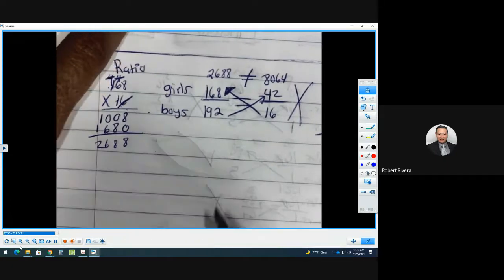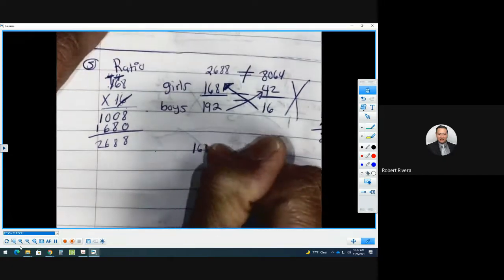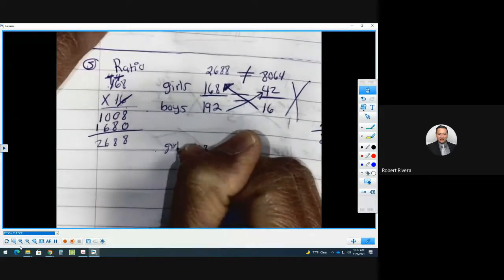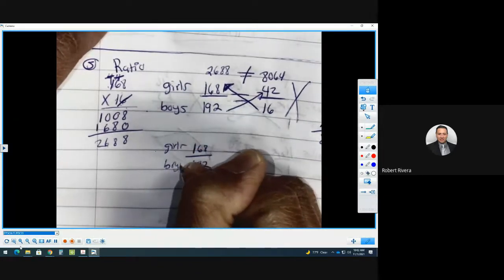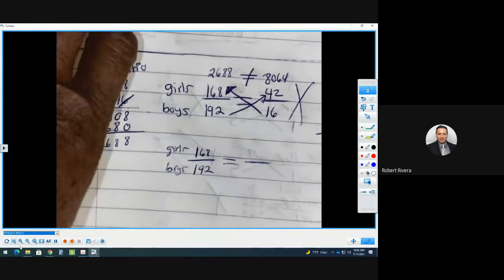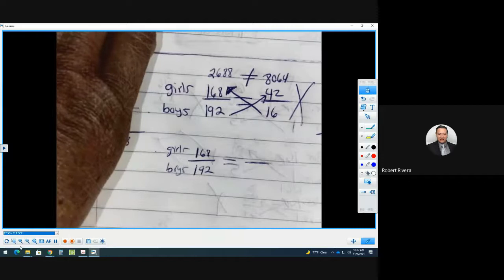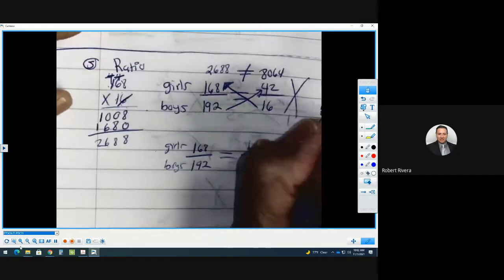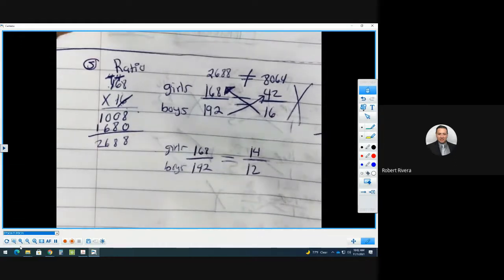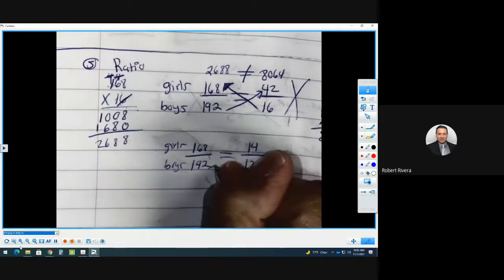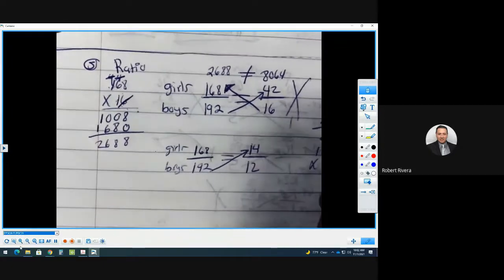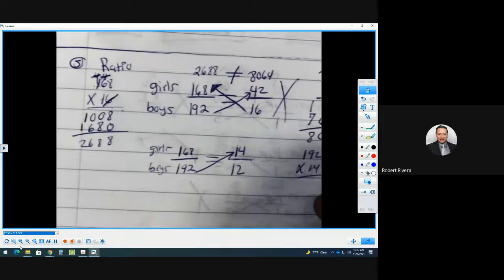I start again. 168 over 192. And this is girls. And this is boys. Give me the choices that they give me now. 14 to 12. 14 to what? 12. Here we go again. 192 times 14. I'm going to go to the side. 192 times 14. Here we go.